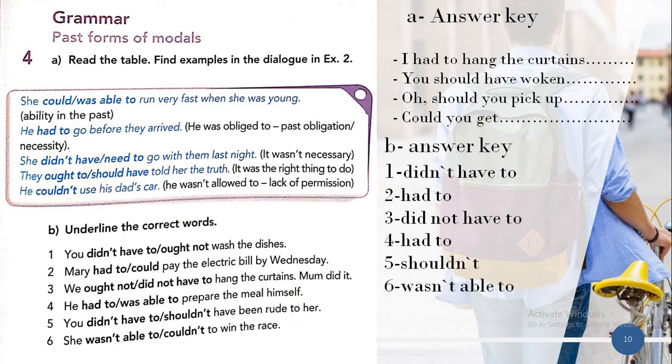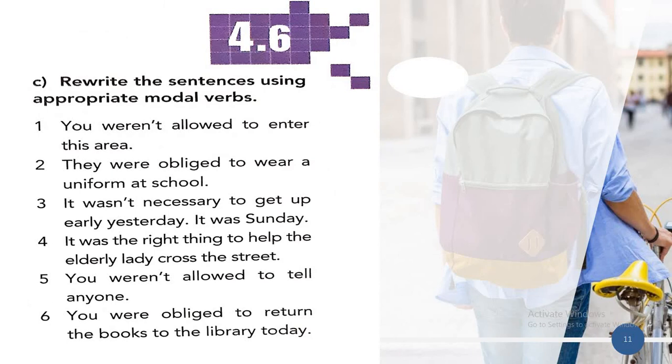And let's move to exercise C. Rewrite the sentences using appropriate modal verbs. So we have sentences from 1 to 6. I will read the sentences for you and try to use the appropriate modal to rewrite those sentences. So 1. You weren't allowed to enter this area. 2. They were obliged to wear a uniform at school.